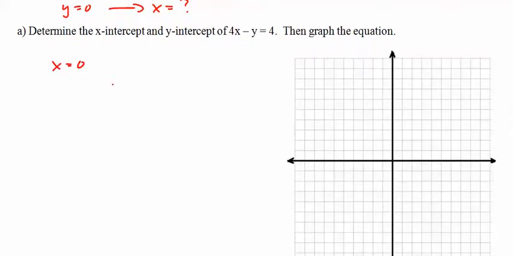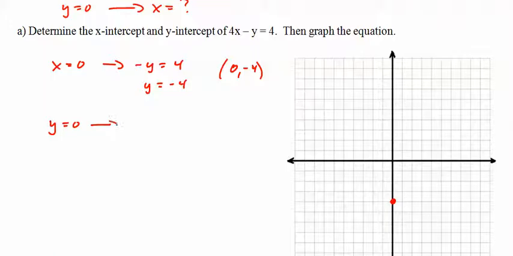If x equals 0, negative y equals 4, aka y equals negative 4. Our ordered pair is 0, negative 4. If y equals 0, we get 4x equals 4, x equals 1.